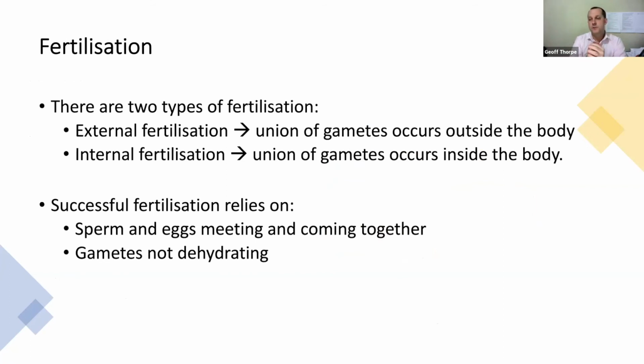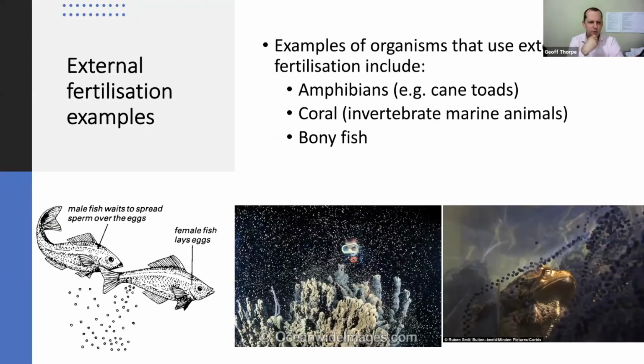Now, there's two types of fertilization, simply external fertilization and internal, and that just refers to the body. External fertilization means that the union of the gametes occurs outside of the body. Internal fertilization means the union of the gametes occurs inside the body. Successful fertilization relies on the sperm and the egg needing to meet and come together. But the other big thing is that the gametes don't dehydrate. That'll make more sense as we move further on.